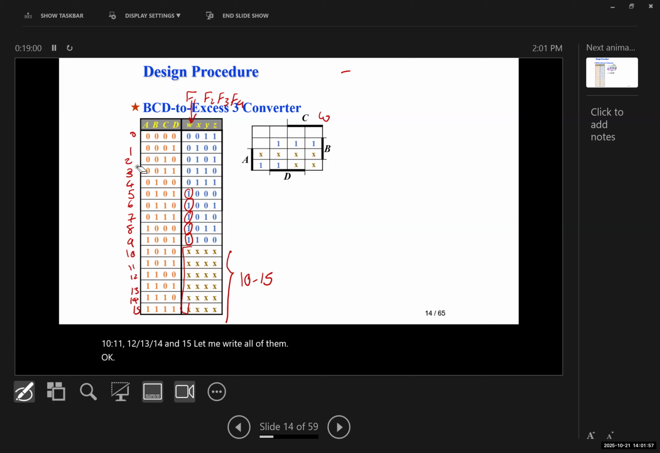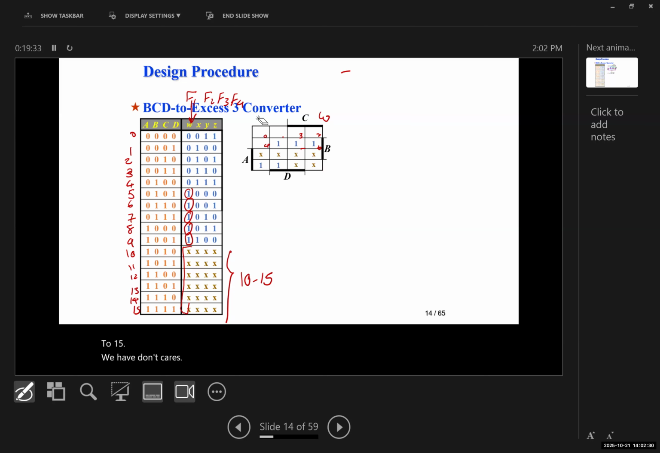And if I do the, sorry, the K-map, this is 0, 1, 3, 2, 4, 5, 7, 6, 8, 9, 11, 10, 12, 13, 15, and 14. So from 10 to 15, we have don't cares.